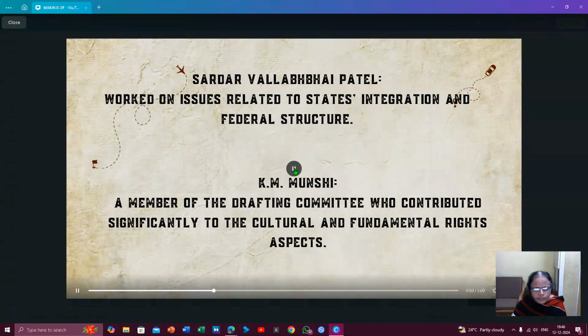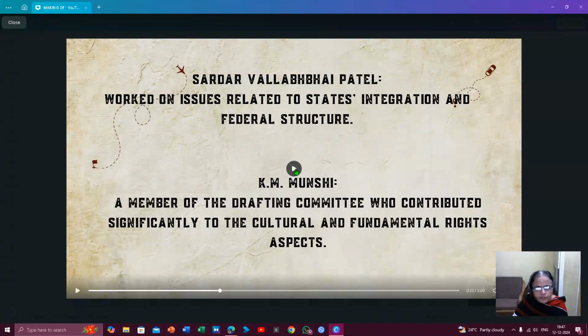Not only these, we have Sardar Vallabhbhai Patel. He is called the Iron Man of India because some parts of India were not under the British rule. So it was very difficult to bring the whole of India under one umbrella. So he had deliberations with the other small kings who were ruling. That's why he is called the Iron Man of India.